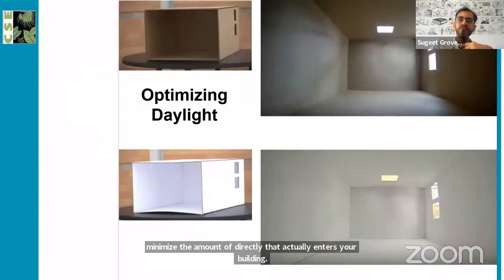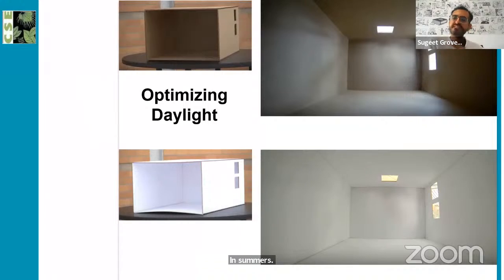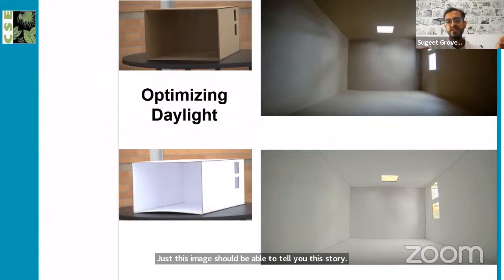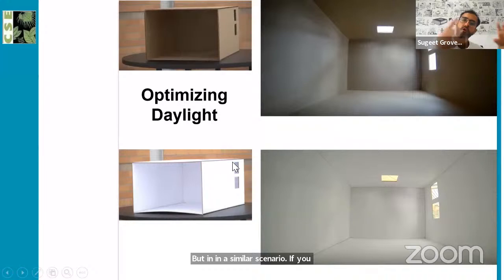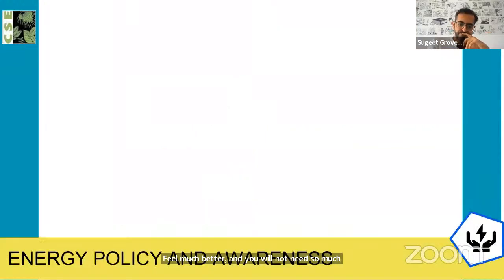If I take the example of interiors, just this image should be able to tell you the story: if you have dark colors inside your room, then a lot of light will not be able to bounce off and will get absorbed by the wall. But in a similar scenario, if you have a very light colored building, a white colored building, a lot of the light will get deflected and neutralized and will feel much better, and you will not need so much artificial lighting in your day spaces.